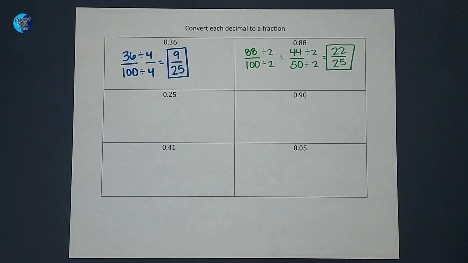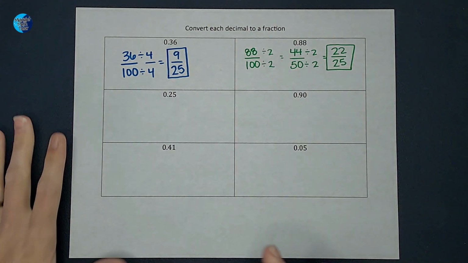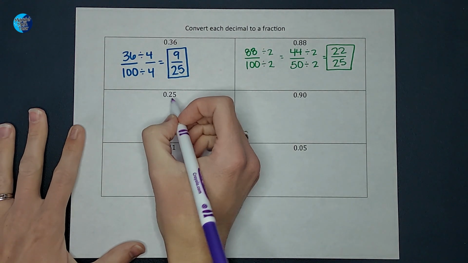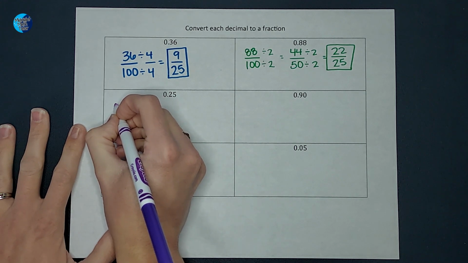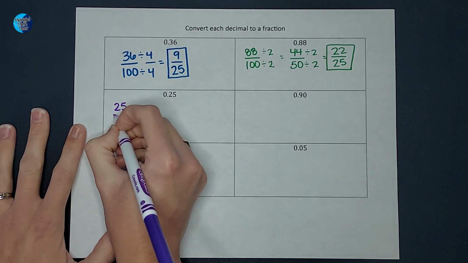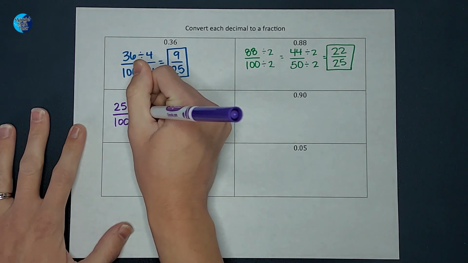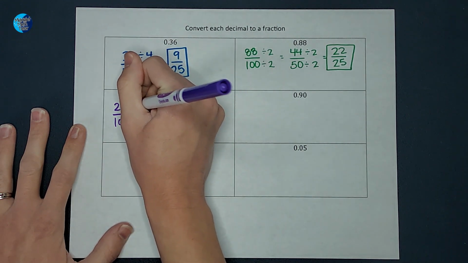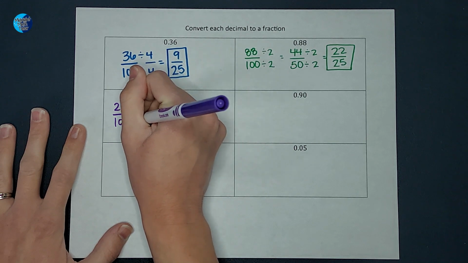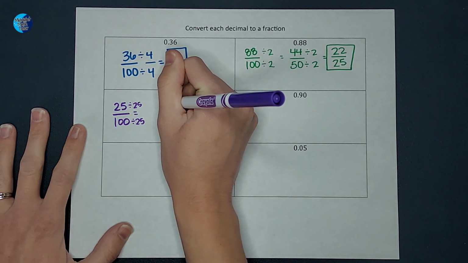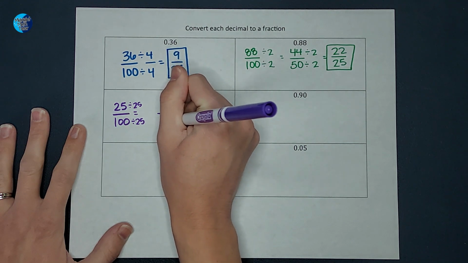All right, let's look at 0.25. You might already be like, I know what 0.25 is as a fraction, but we're going to do it anyway. So 0.25 is the same as 25 hundredths, right? Now, if I were to simplify that, I notice that 25 goes into both of them. So I'm going to divide the top and bottom by 25, and I end up with 1 over 4.